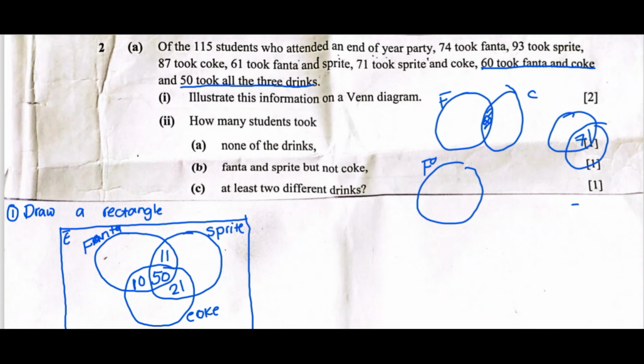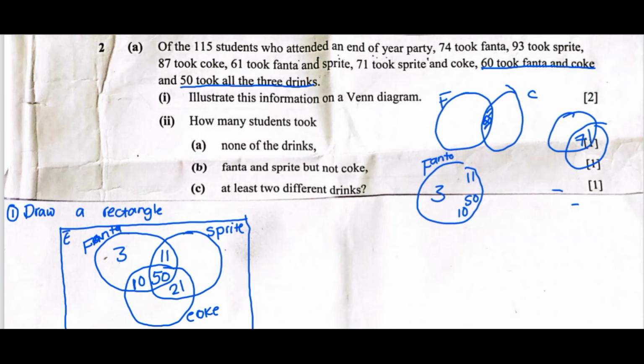Fanta. Let's first begin with Fanta only. From the number for Fanta, we see that 74 took Fanta. Now from that 74, we can see that 11 is part of Fanta, 50 is part of Fanta, 10 is also part of Fanta. So what are we going to do? We are going to add these numbers. So 10 plus 50 plus 11 will give us 71. Then we subtract 71 from 74, so we are going to have 3. So this 3 is here, and this 3 indicates that there were some students that took Fanta only. If the question is how many took Fanta only, it's 3.